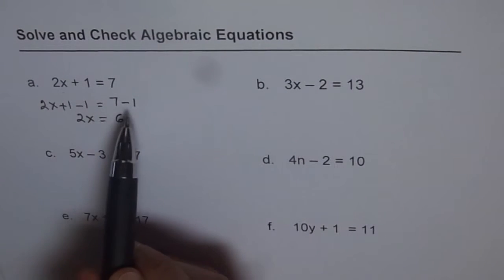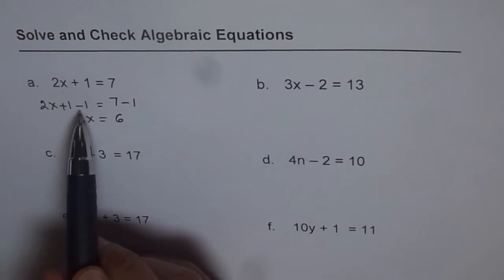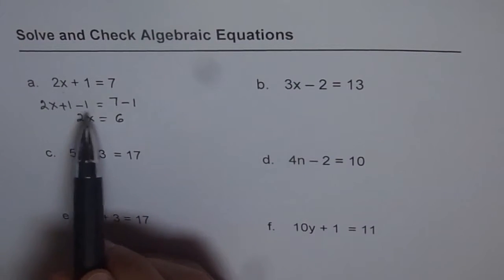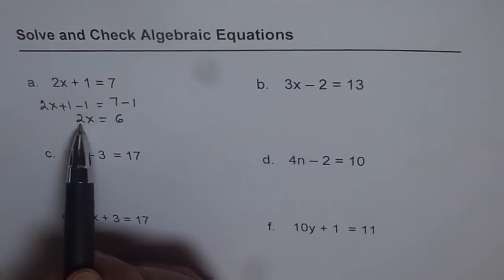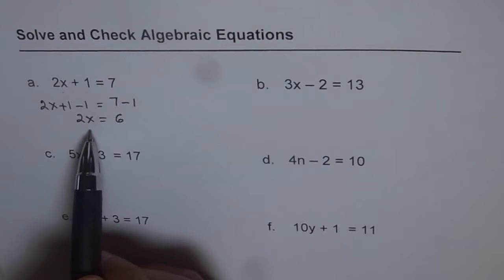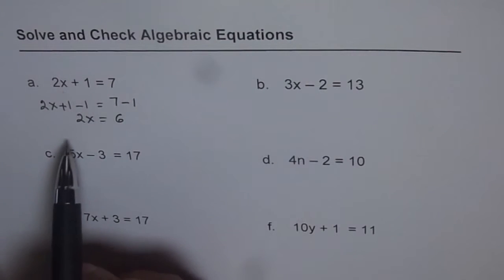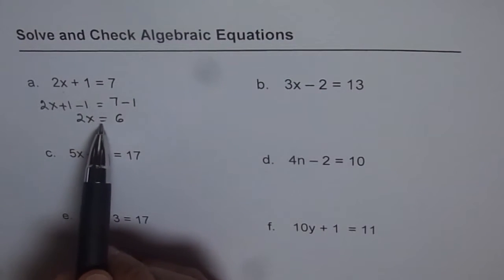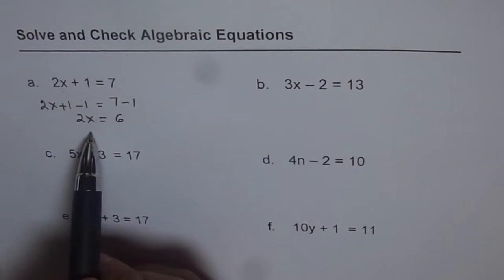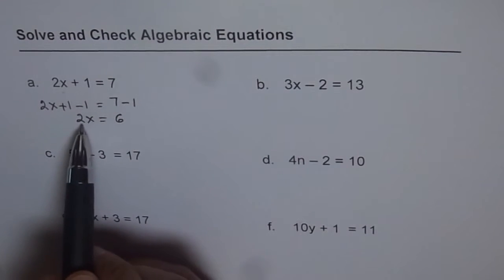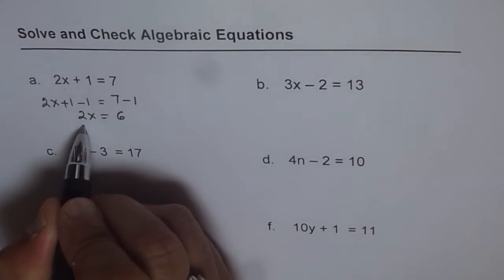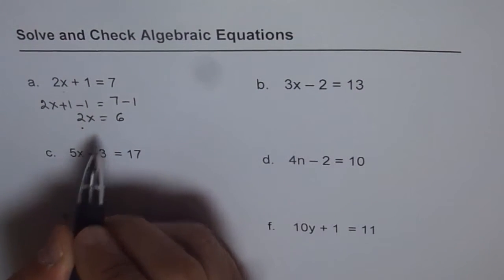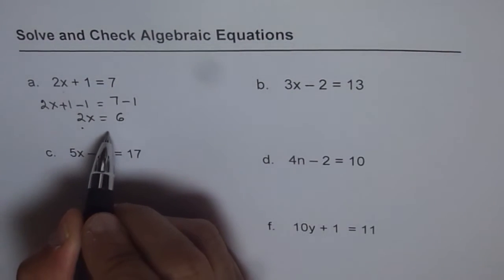By adding minus 1 or subtracting 1 from both sides, we eliminated 1 and we got 2x. Do you see that? Now we need to eliminate 2. It is 2 times x equals 6. So if we divide by 2, we can eliminate 2, right? So we have 2x. So if we divide by 2 on both sides, what do we get? We get x equals 3.